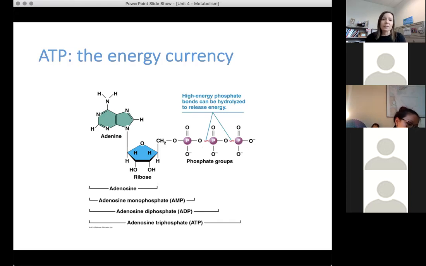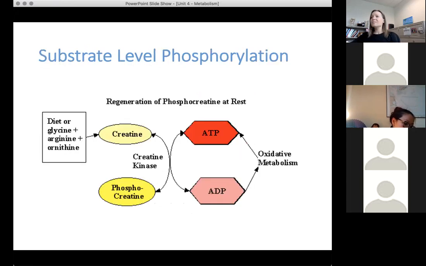Okay, and now there's two main methods of producing ATP. Your body is always producing ATP because you constantly need it, because your cells constantly need energy to remain alive and functioning. So you are always making ATP. There is substrate level phosphorylation, and then there's oxidative phosphorylation. Those are the two main ways of making it.